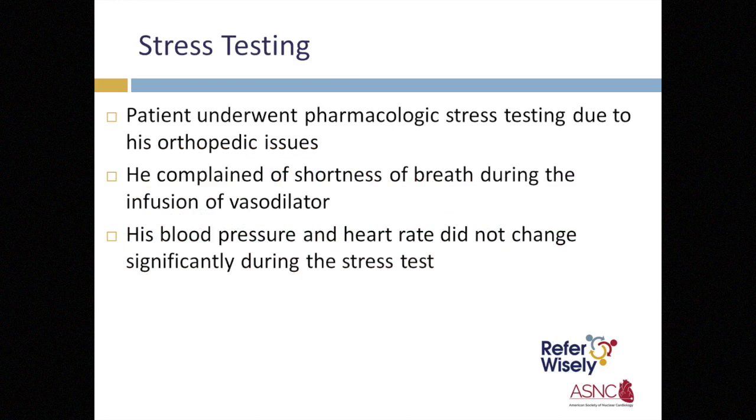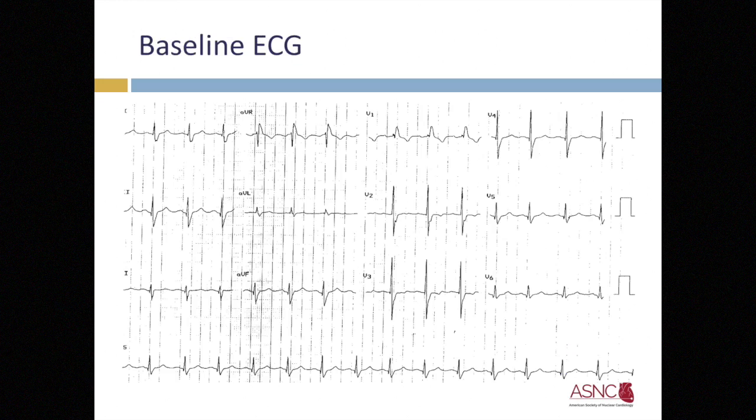Because of his orthopedic issues, the patient was referred for a pharmacologic stress test with radionuclide imaging. He complained of shortness of breath during the infusion of vasodilator, a common side effect with the vasodilating agents. His blood pressure and heart rate did not change significantly during the stress test. The patient's electrocardiogram before the infusion of the vasodilator demonstrated sinus rhythm with a right bundle branch block. It is important to note that in contrast to left bundle branch block, it is still possible to identify ischemic electrocardiographic changes in the setting of a right bundle branch block.